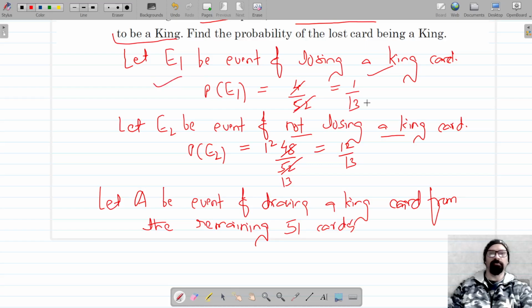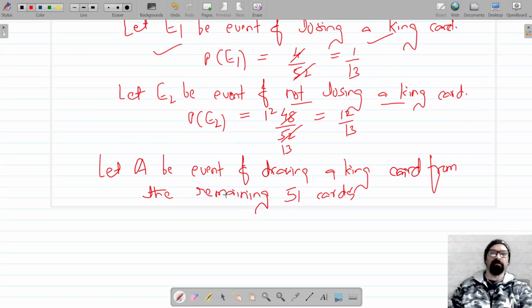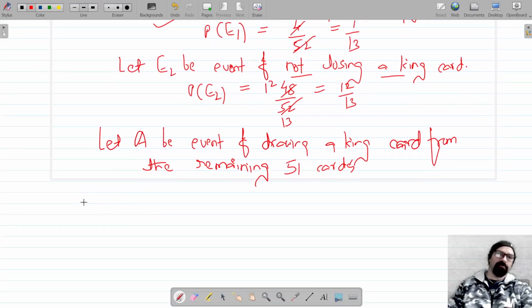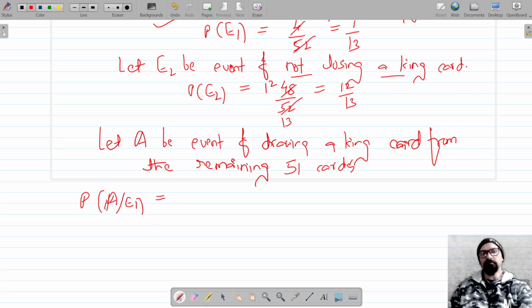So this is the probability of losing a king card from the four king cards. This is the probability of not losing a king card, and A is the event of drawing a king from the remaining 51 cards. Now let's find out the probability of getting a king card when a king card is lost. So what is the probability of getting a king card?